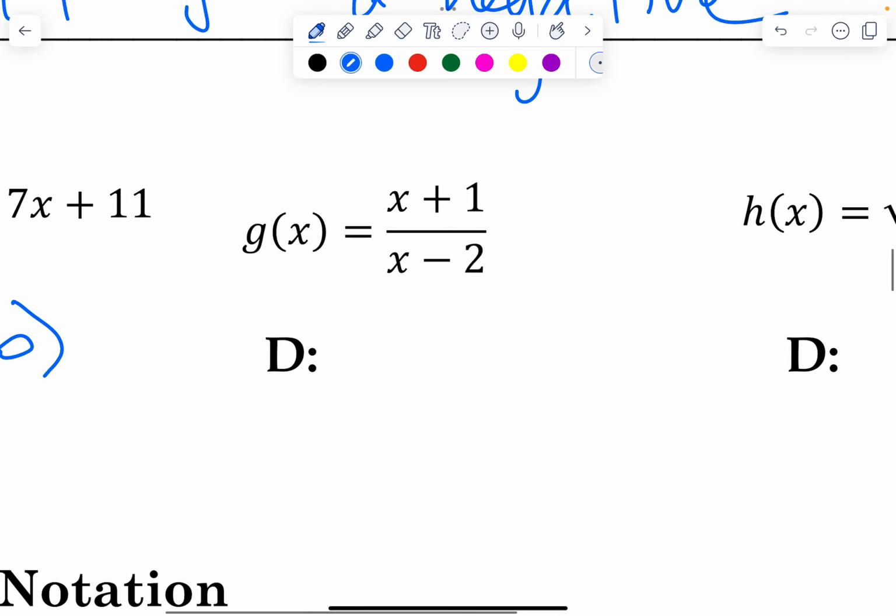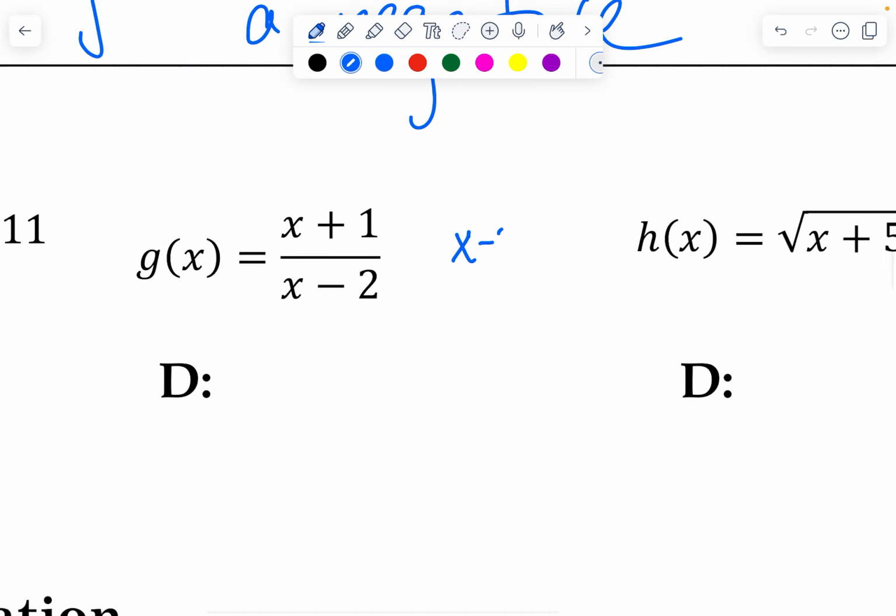The next one, g, I do see that we're trying to divide by something. And so what happens is this down here cannot equal 0. So we can say, what is the denominator? x minus 2. It cannot equal 0. So now let's solve for x. If x minus 2 cannot equal 0, then x cannot... what do I do next? You know what? I'm going to show you every little step. I'm going to add 2, and I'm going to say x cannot equal 2.